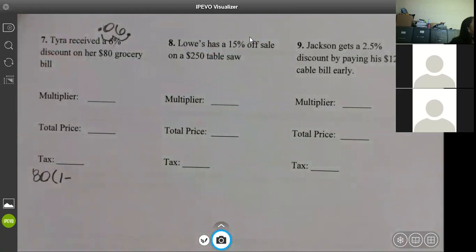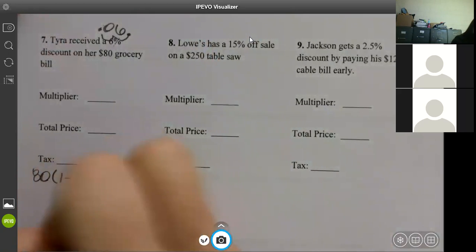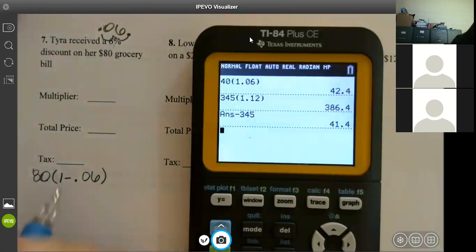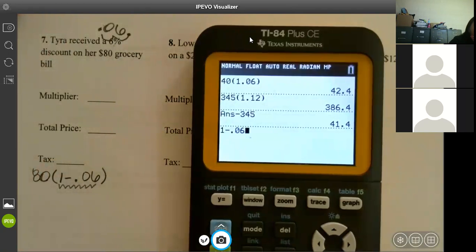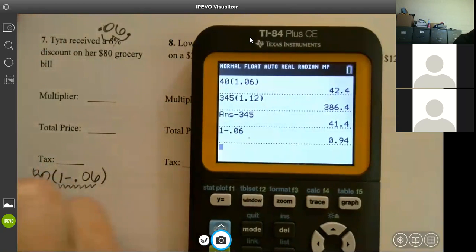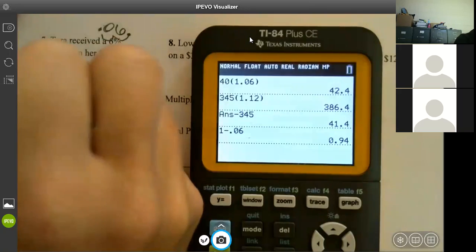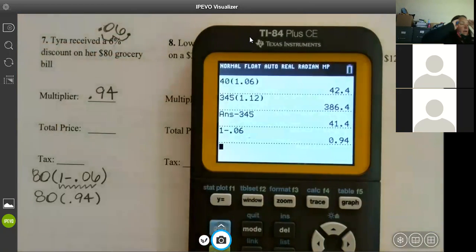Yes. So move it backwards and you get 0.06. All right, guys, be careful right here. We're not adding it together anymore. 1 minus 0.06 is what? That is your multiplier. And it will always be less than 1, y'all. It's always going to be less than 1 because you're discounting it.